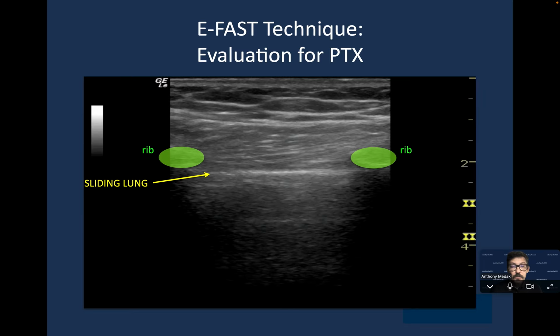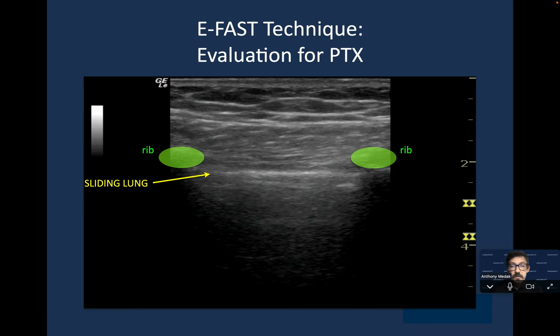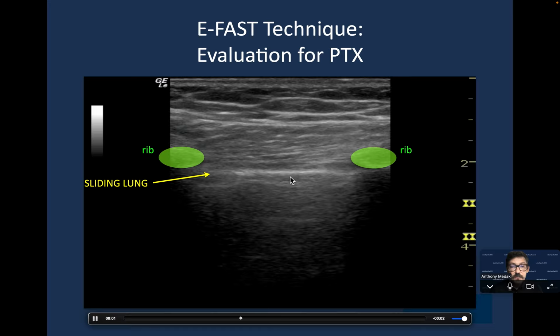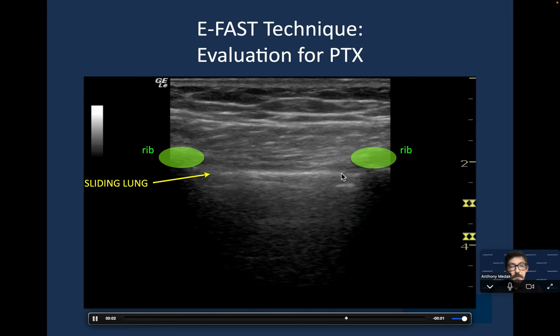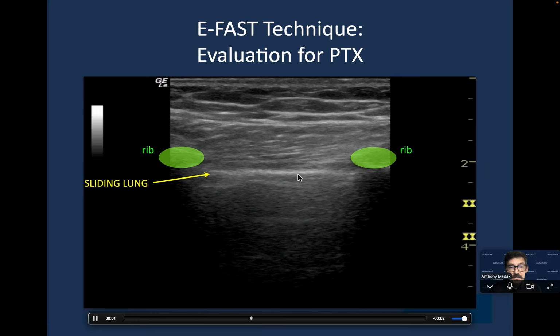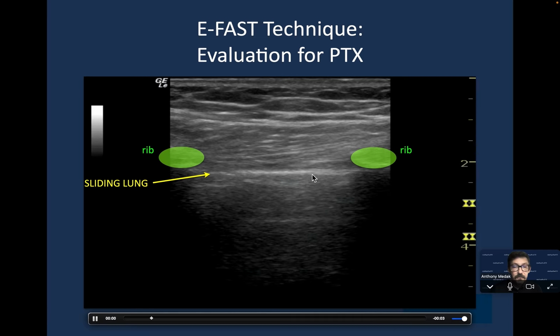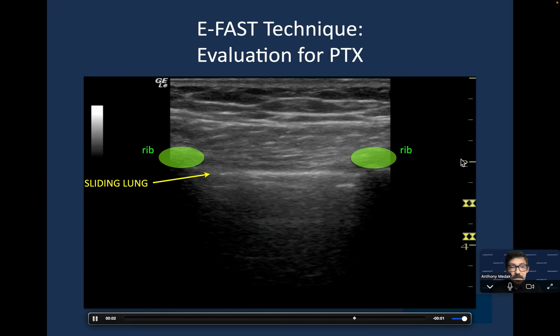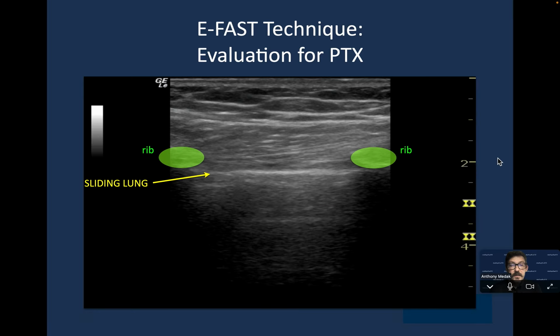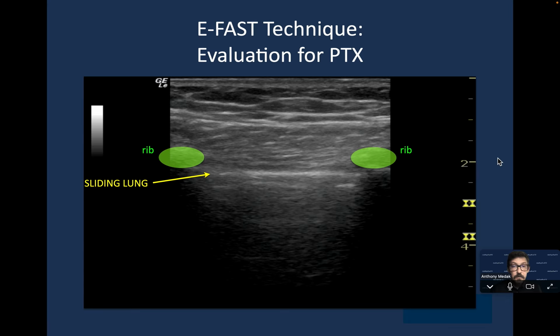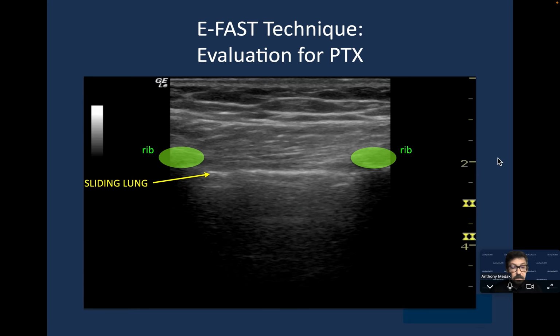And now what you want to do is just focus your attention on that horizontal white line and ask yourself, do you see what looks like sliding? Sometimes people describe it as tiny little ants walking along a log back and forth. And if you can appreciate that horizontal movement back and forth, that is consistent with lung sliding, which means you have normally aerated lung. That's a good thing.